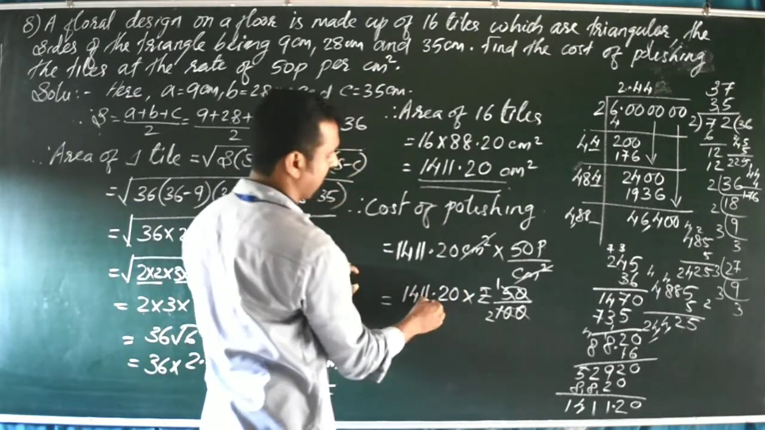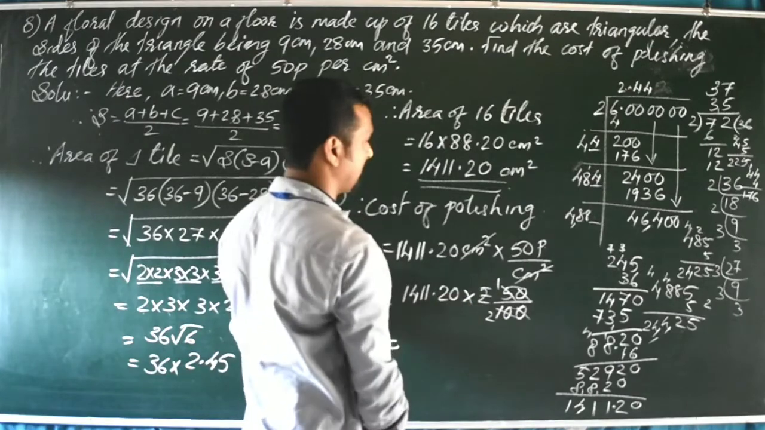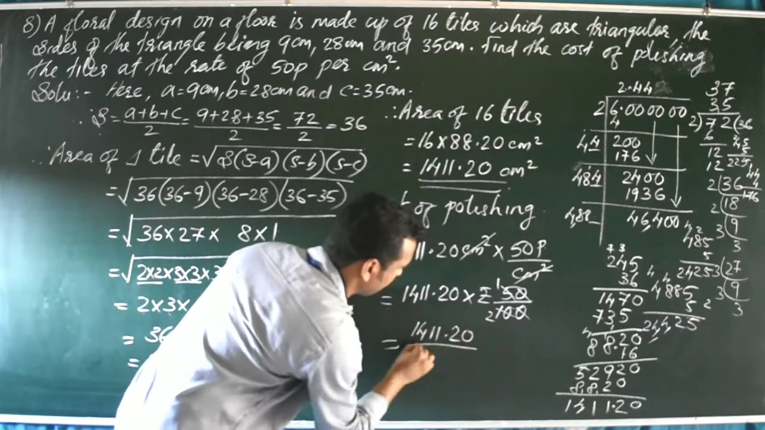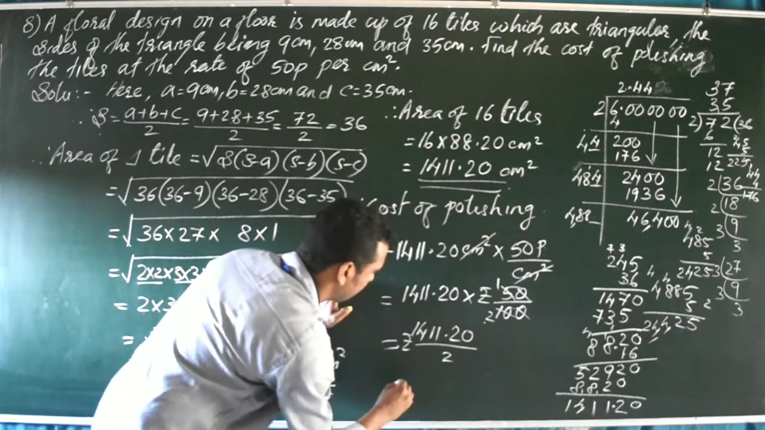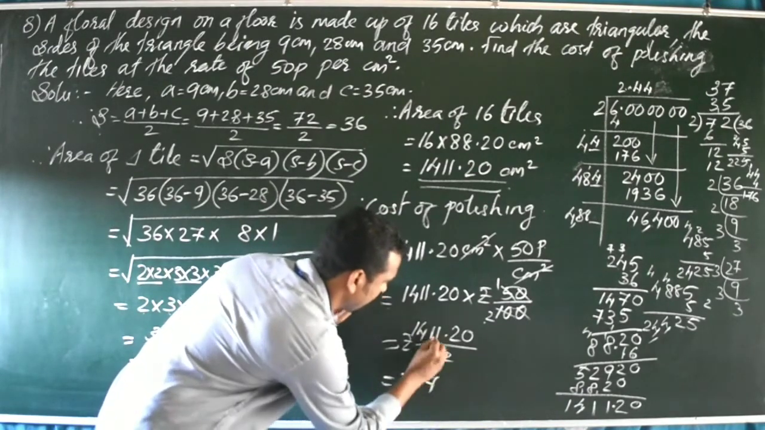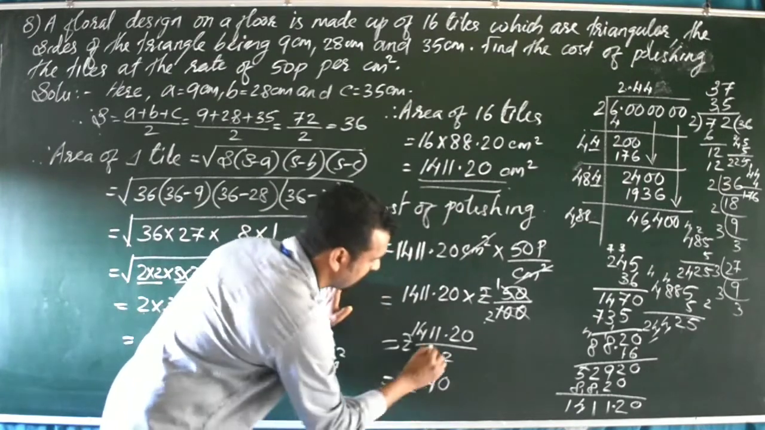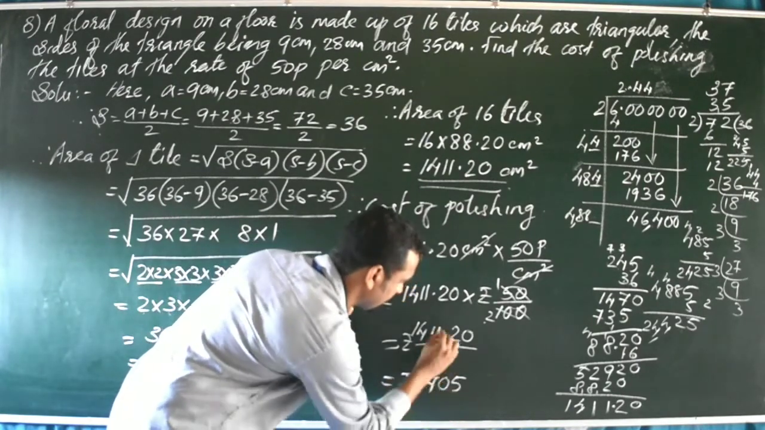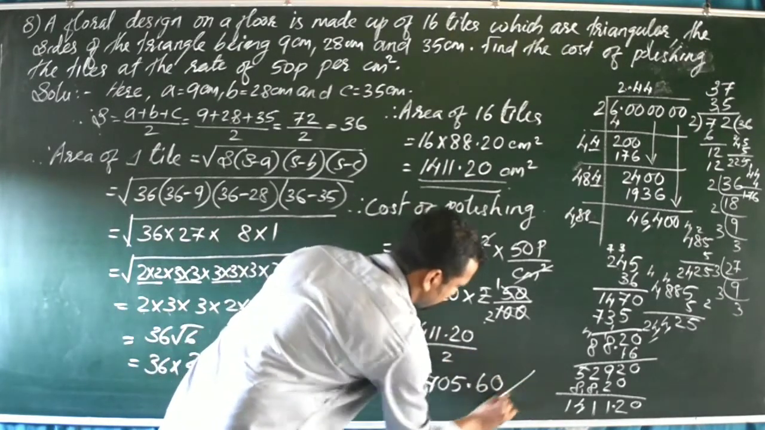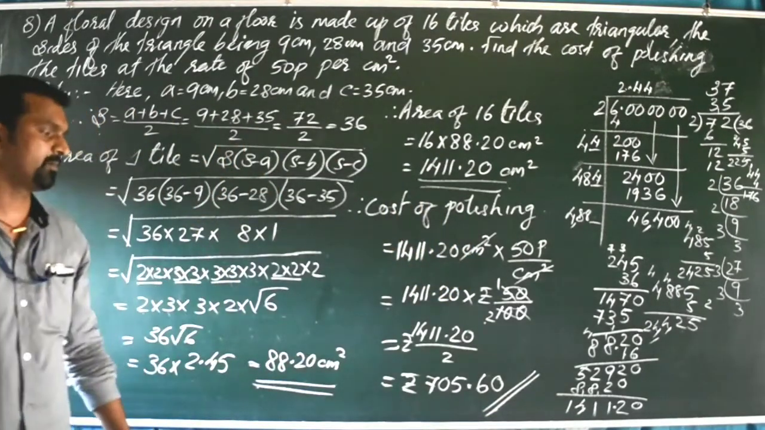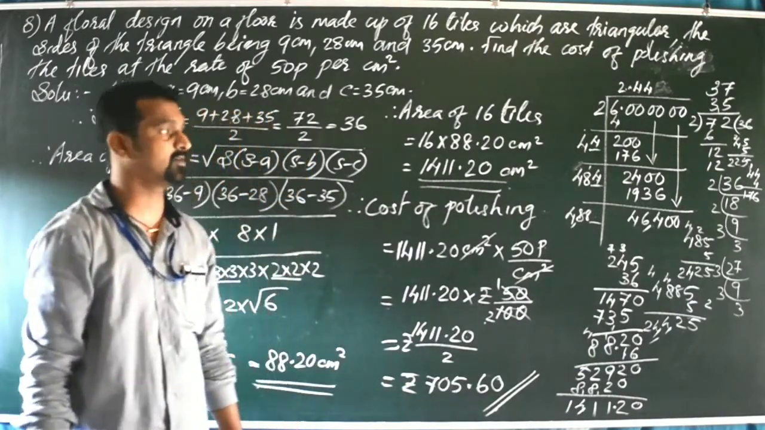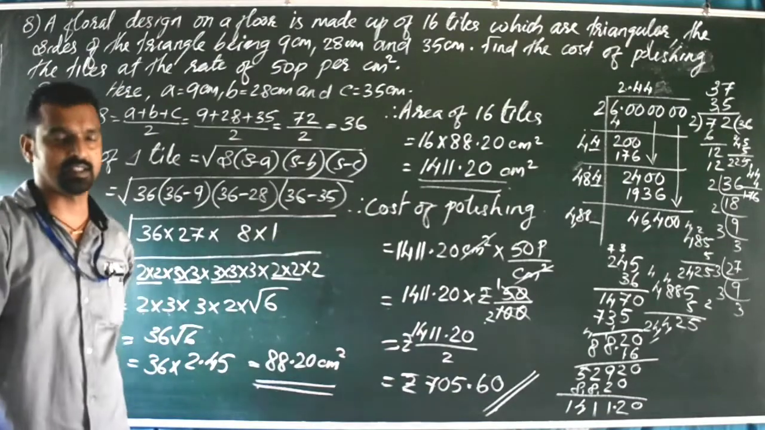Then 1411.20 into 1 is equal to 1411.20. 1411.20 divided by 2 rupees. Then that is equal to rupees 14 divided by 2, 7 2s are 14, 1 divided by 2 is not possible, 0. 11 divided by 2, 5 2s are 10, remainder 1, point 12, 6 2s are 12, and 0, 0. So what is the answer? Rupees 705.60. That means 705 rupees and 60 paise we have to give for polishing these 16 tiles.